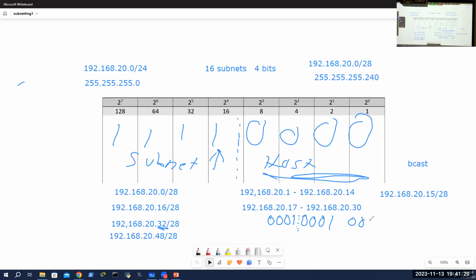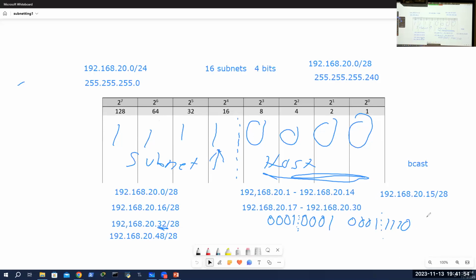And then the last host address, 30, is going to be 0 — that's your 16 for your network ID — and then 1, 1, 1, 0. So 16 plus 8 is 24, plus 4 is 28, plus 2 is 30. So that gets you your 30. The last host address has the host field all binary 1s except for the last bit, which is a 0.